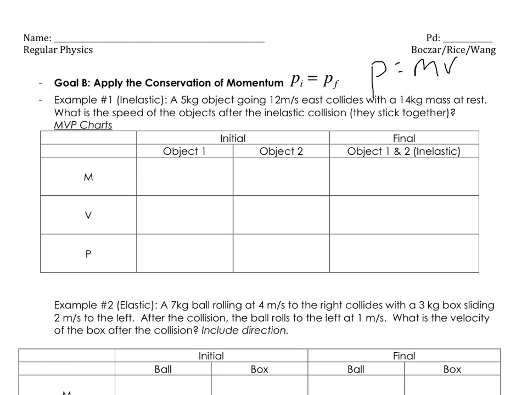So we're going to use this MVP chart. The whole point of this MVP chart is basically to help us organize the information we have and help us figure out what we're trying to solve for. Since we're looking for the speed of the objects after the inelastic collision, we are solving for the final velocity. So we're solving for this box over here. That's our ultimate goal. But we have to fill in everything else first.